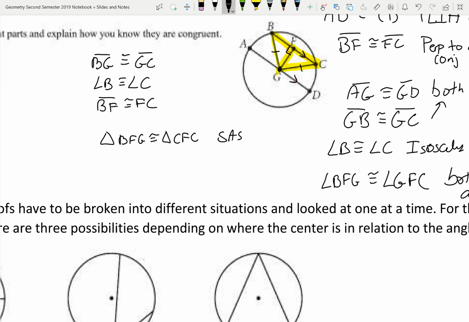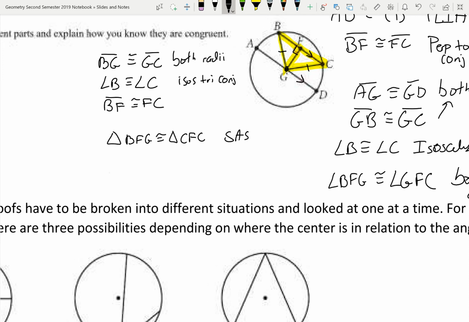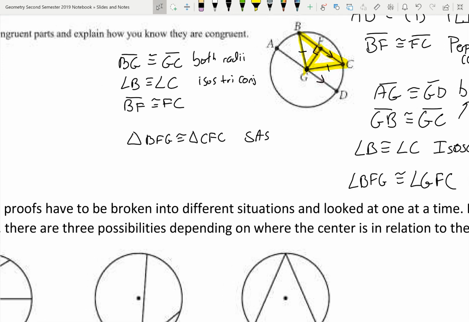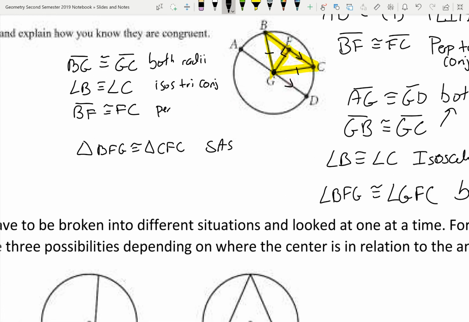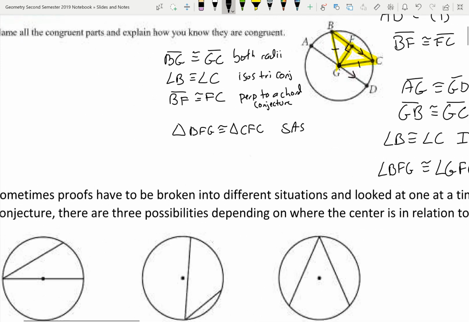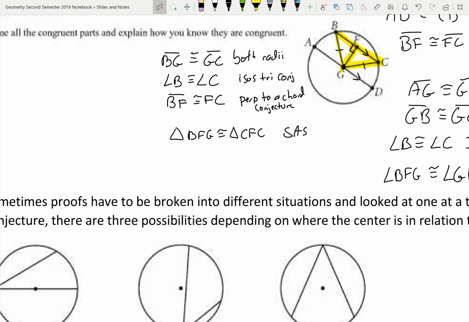So BG is congruent to GC because they're both radii. Angle B is congruent to angle C because of the isosceles triangle conjecture. It says the base angles of an isosceles triangle are congruent. And BF is congruent to FC because, what did we say? Perpendicular to a chord conjecture. Okay. And so all of that's going to lead to the triangles being congruent to each other.